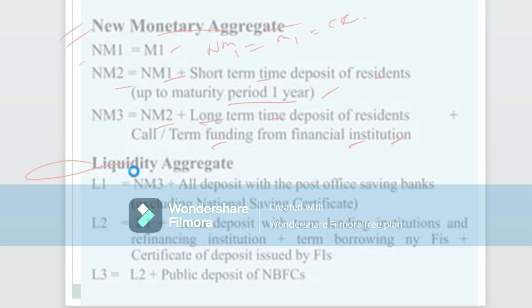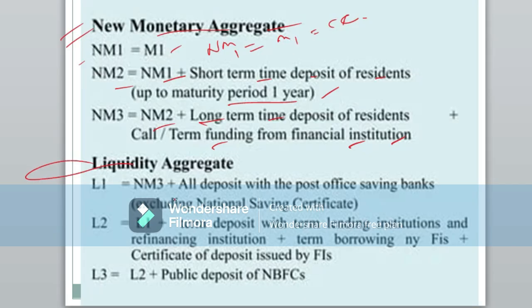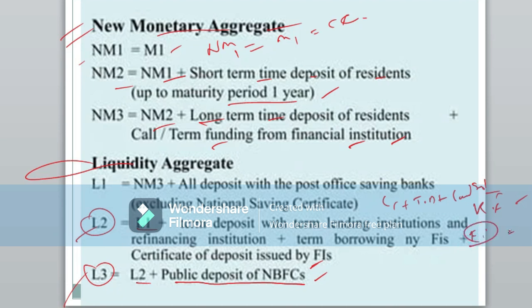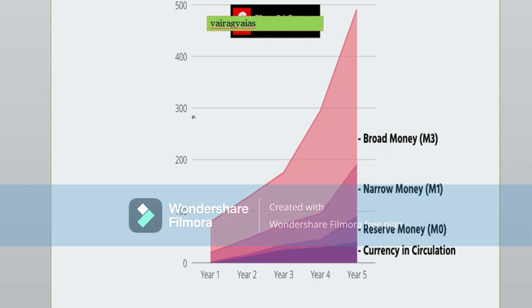What are liquidity aggregates? L1 equals NM3 plus all deposit with the post office saving bank excluding national savings certificate. L2 equals L1 plus term deposit with the term lending institution and refinancial institutions. And L3 equals L2 plus public deposit of non-banking financial company. So remember what is added in L2: L1 has come, along with time deposit plus the value of lending institutions and refinance institutions, term borrowing of the FIs, financial institutions, and certificate of deposition. If you have received a certificate for a deposit made, it will be included.